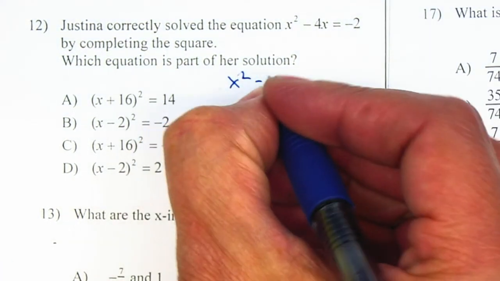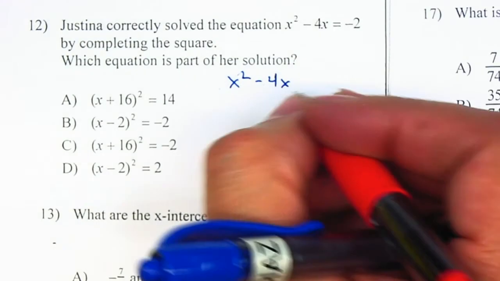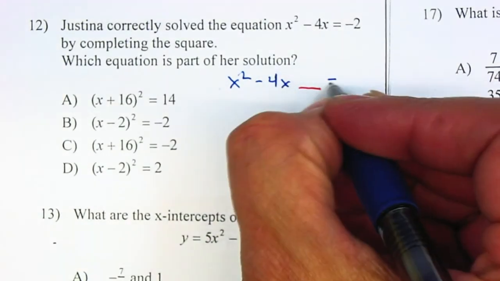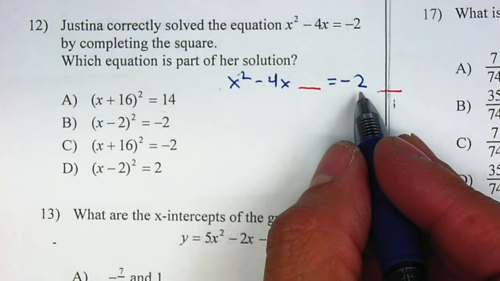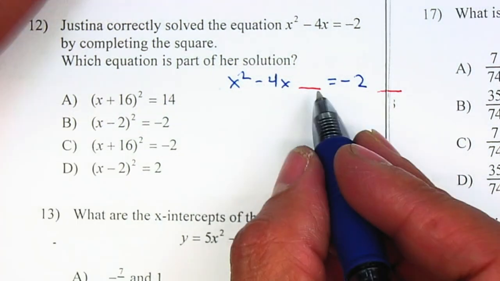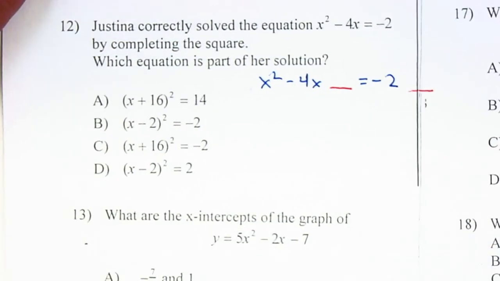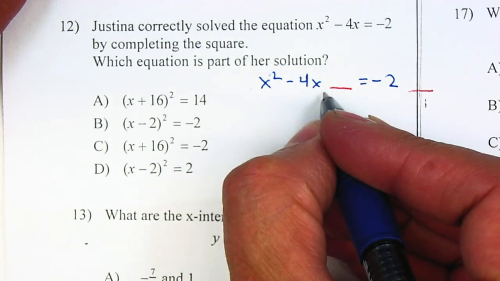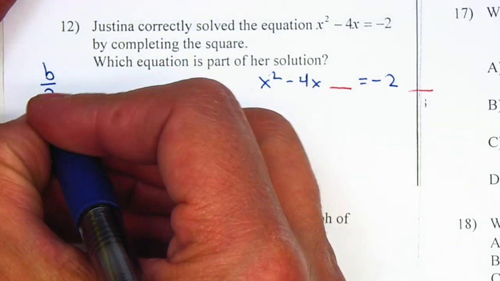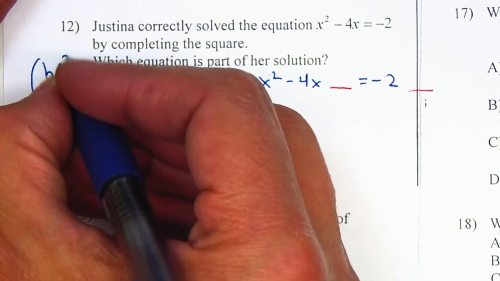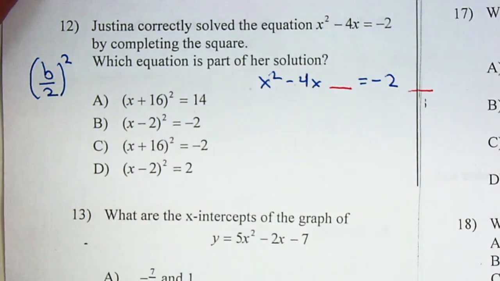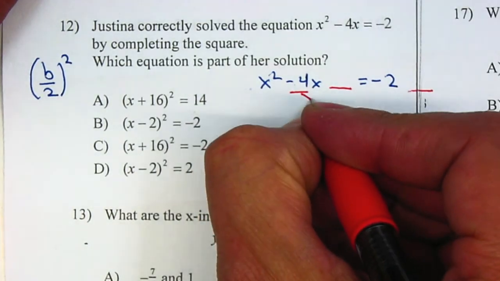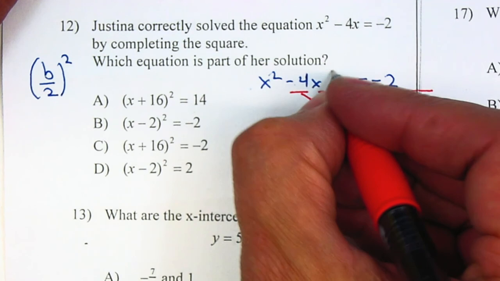x squared minus 4x. I'm going to leave some space. And I'm going to add a number on both sides to complete the square. The negative 2 is already moved for you, so don't worry about it. It's already done. I need to find a number to complete the square. I'm going to use the formula b over 2. I'm going to take b, divide by 2, and square it. Take b, take half, and then square it. b is negative 4, half is negative 2, and then you square it, it is positive 4.